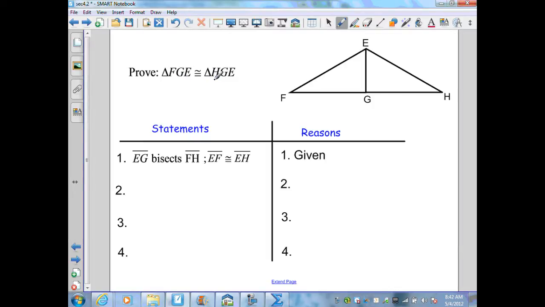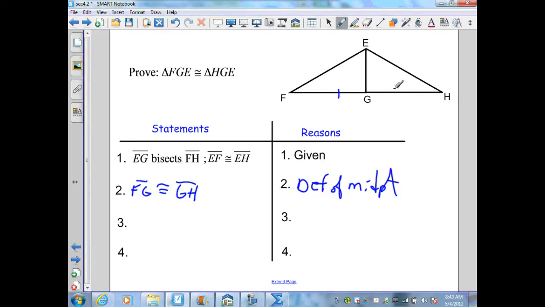Our first example is a proof, and here they want me to prove triangle FGE congruent to triangle HGE. In previous sections, we needed to prove 3 segments of this triangle congruent to 3 segments of this triangle, 3 angles of this triangle congruent to 3 angles of this triangle. Let's see if we can use our shortcuts to get these 2 triangles congruent. Our given information is that EG bisects segment FH. When that's true, G is the midpoint of FH, and I can state that segment FG is congruent to segment GH. And that is by the definition of midpoint, or also definition of segment bisector.